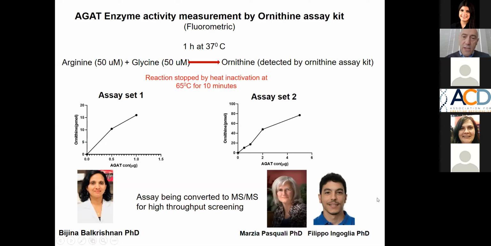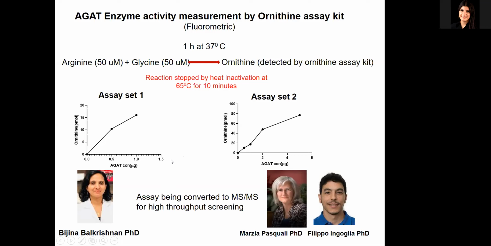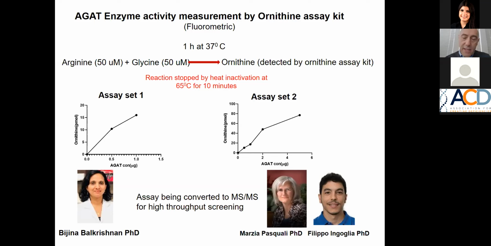So at this point, in collaboration with additional collaborators, we are trying to convert this assay to a high throughput assay using tandem mass spectrometry, to be able to measure the activity in multiple wells and identify inhibitors of the AGAT enzyme. Inhibitors that should block the production both of ornithine and obviously guanidino acetate. Now, how do we get the inhibitors that we are going to test for identifying possibly new drugs?